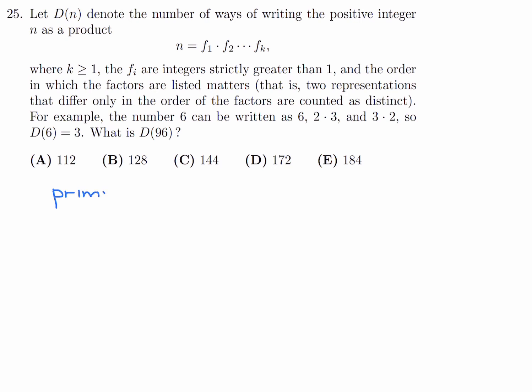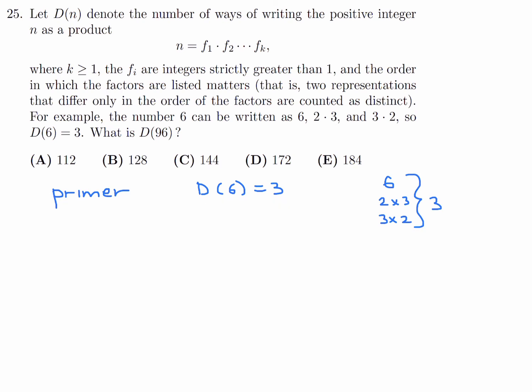Okay, I wanted to give a little bit of a primer before I jump right into this question. And that is, how do we figure this out? Well, they gave us a nice example that D6 is 3. And they even showed us how. D6 is 3 because 6 can be represented as 6, or 2 times 3, or 3 times 2. And that is the only way I can break it up into a string of numbers where the product is equal to 6. So since there's only 3 ways of doing that, D6 is 3.